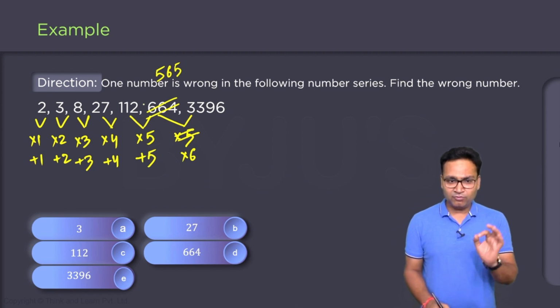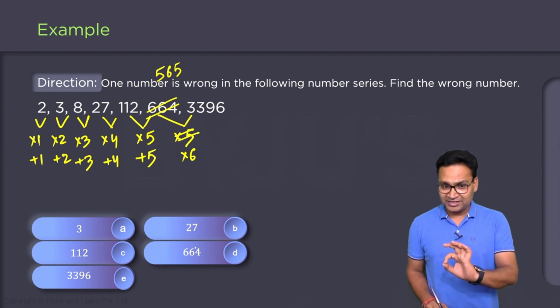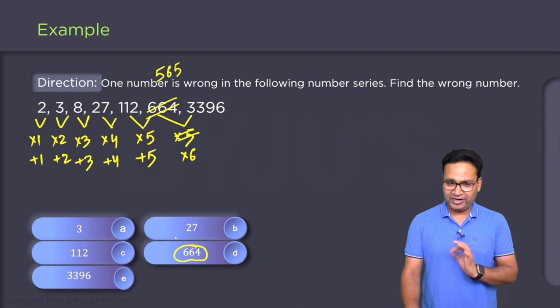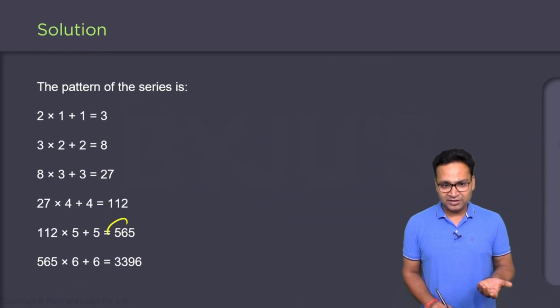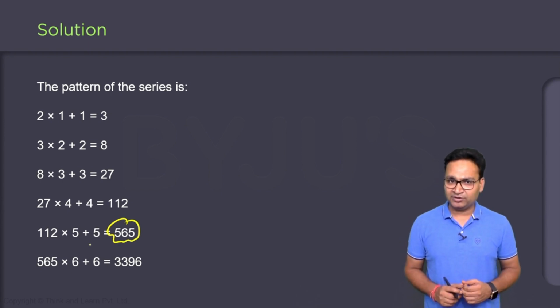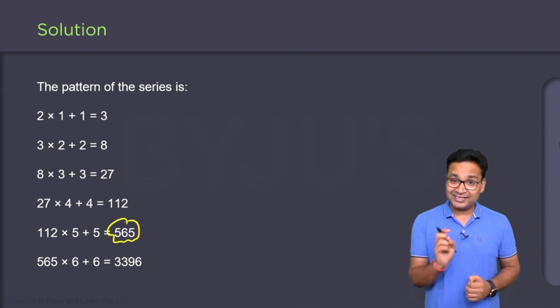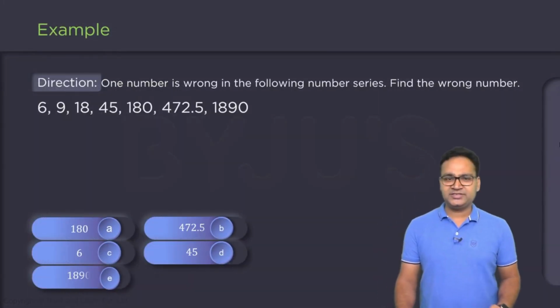Right? So what is the wrong number? Wrong number is 664. Let's verify whether we have done it right or not. Yes, that's what we have done. The 565 should be the correct number. The wrong number is 664. Now look at this.